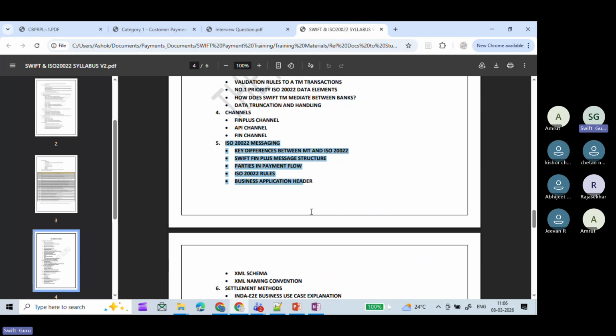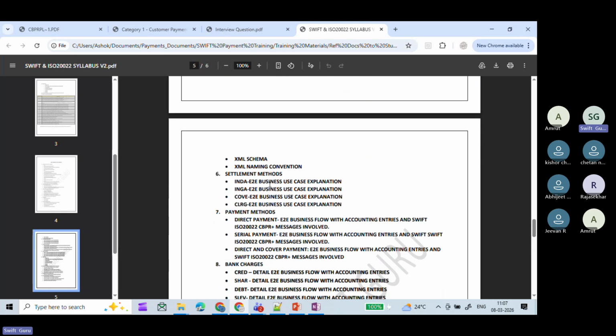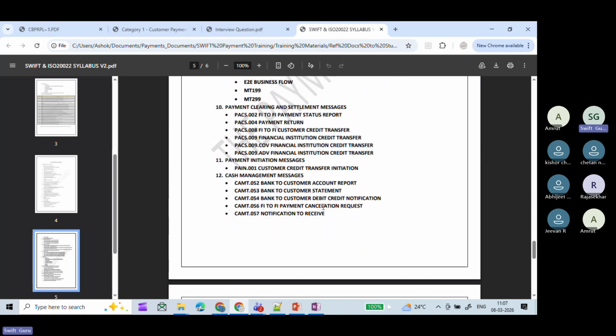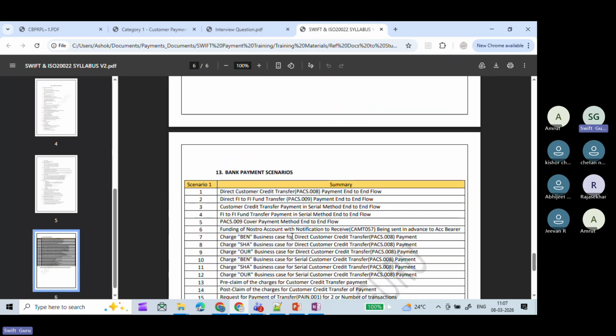ISO 20022 messaging. This is the major part which will come towards point number 5, which includes your messaging, including your FX messages, PIN messages, cash management messages. Different sorts of messages are available. I'm not explaining it to you right away. Once we reach the respective sessions, we'll understand it. So these are all the important messages and use cases that you can see.